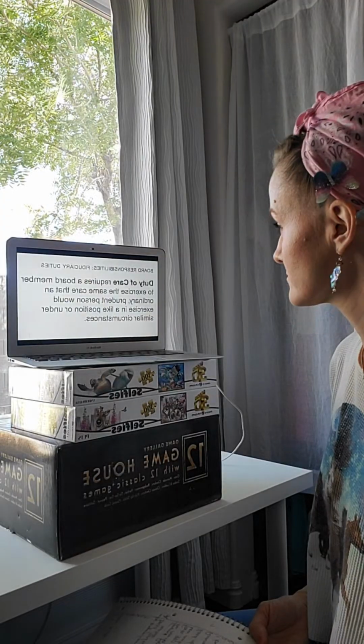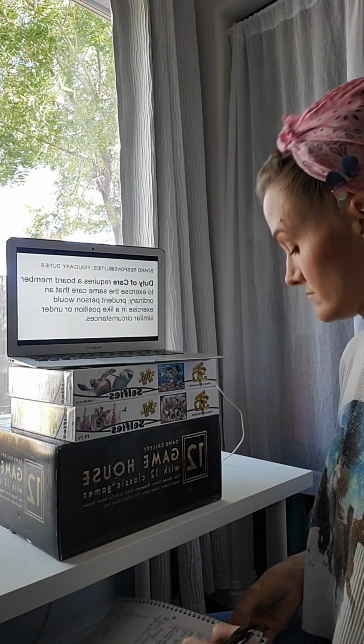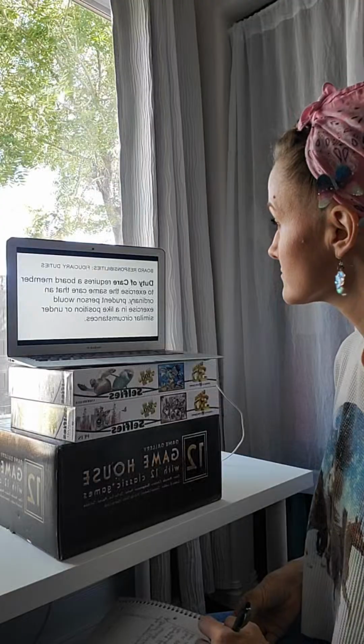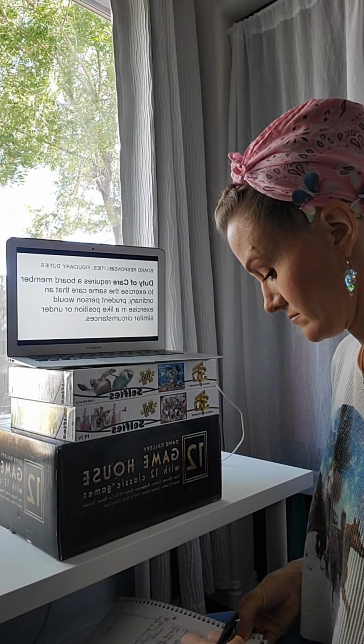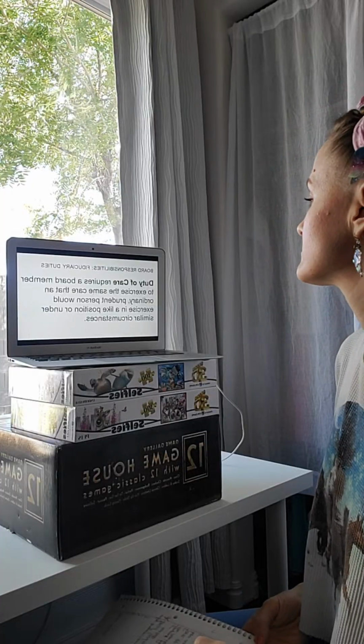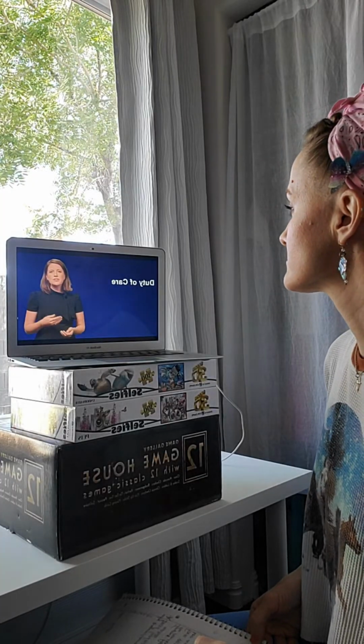First is the duty of care, which requires a board member to exercise the same care that an ordinary, prudent person would in a like position or under similar circumstances. This means, at minimum, you will pay attention, engage, and make informed decisions. In practice, I find the duty of care can boil down to 3 C's: context, curiosity, and courage.